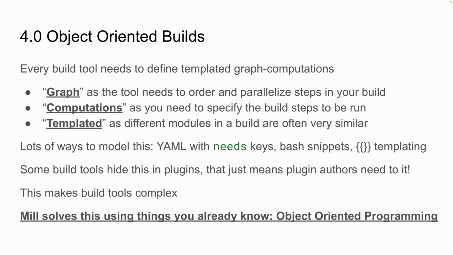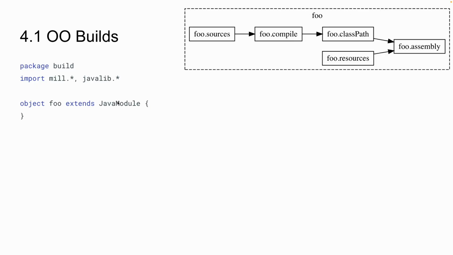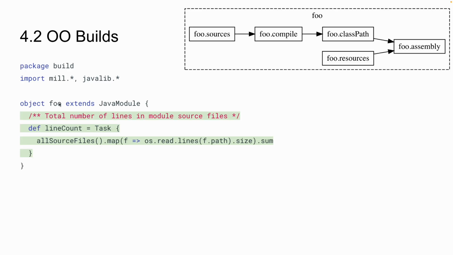So what does this mean? You write OOP, you write Java. So when I say object foo extends JavaModule, you already know what this means. The object gets all the methods from the class. The methods maybe call each other and return data to each other. So foo.sources returns a value to foo.compile, returns a value to foo.classPath, which together with resources gets used by foo.assembly. So you know how this works just because this is a class and I'm extending it.